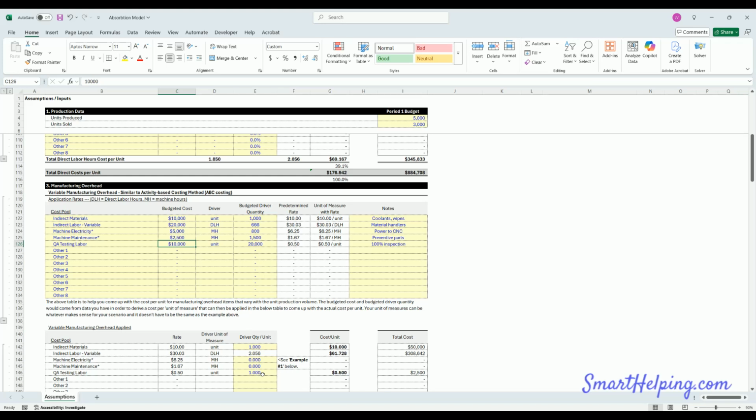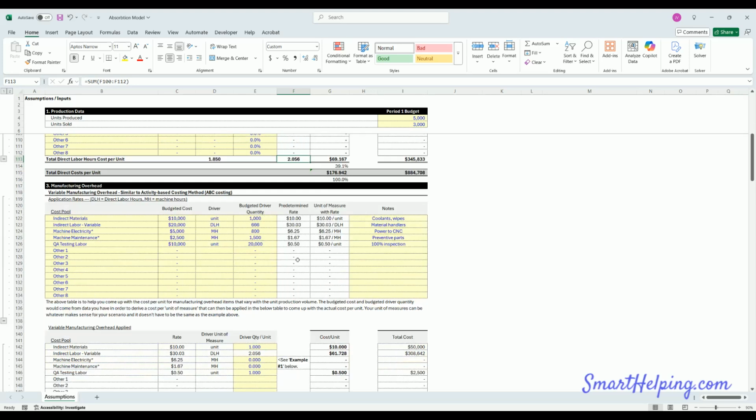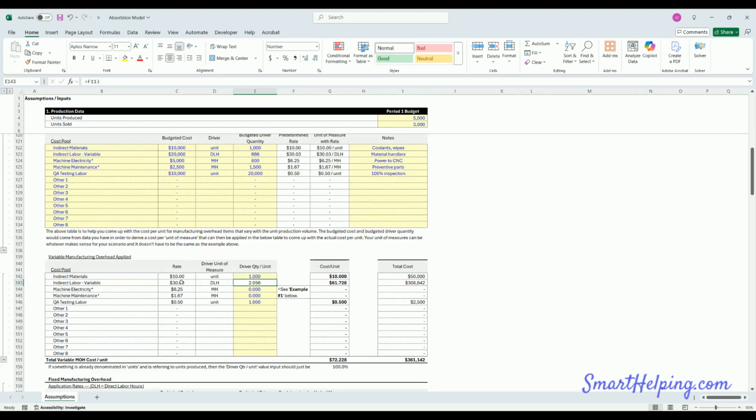Now, the tricky part, let's look at indirect labor. So you can see this is auto-calculated. So indirect labor, we know it takes 2.056 hours for 1 unit. Okay, and here we're saying it is $30 per direct labor hour of indirect labor cost. So for every 1 hour of direct labor, it's costing us $30 of indirect labor. So in total here, it's $61 per actual unit produced.